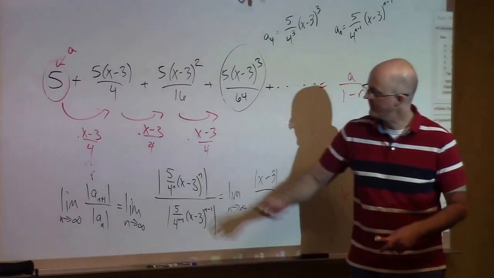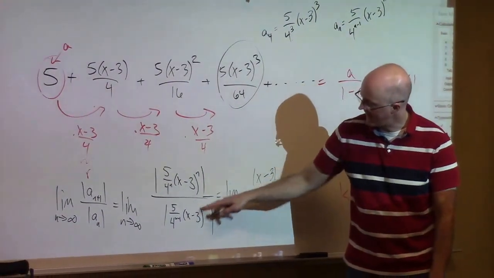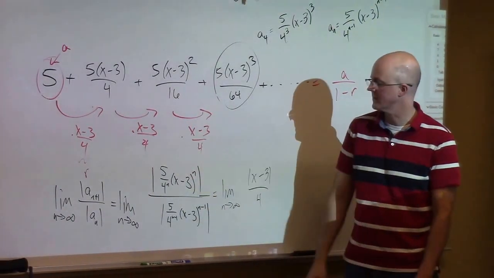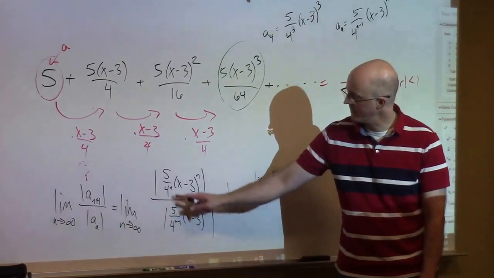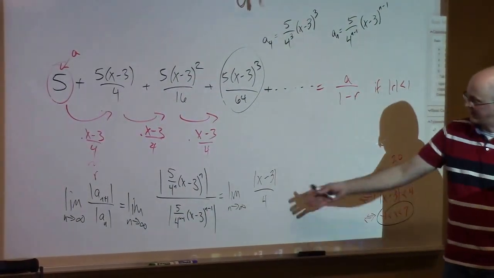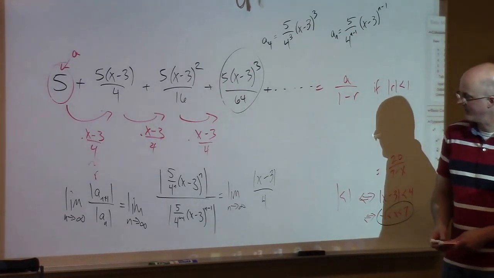If you are careful in how you think about simplifying them, the 5s go away, they cancel. That x minus 3 to the n minus 1 completely cancels with this one, except 1 is left over. The 4 to the n minus 1 completely cancels. There's 1 4 left over. It's in the bottom, so it's got to go in the bottom there. And I can get rid of the absolute values around that.